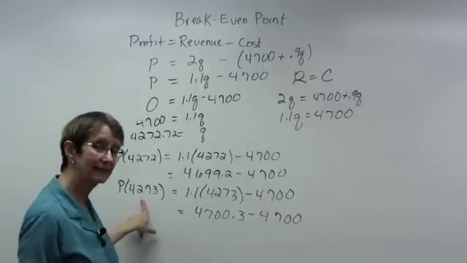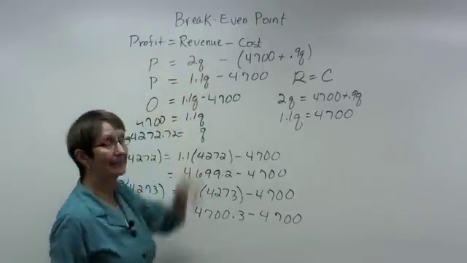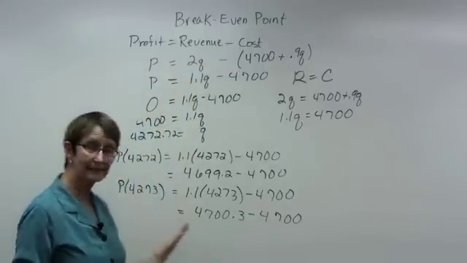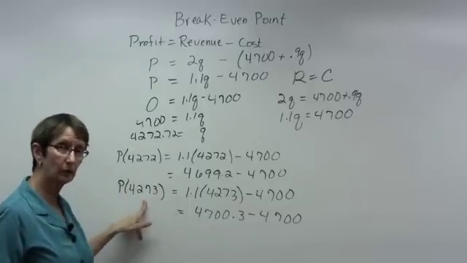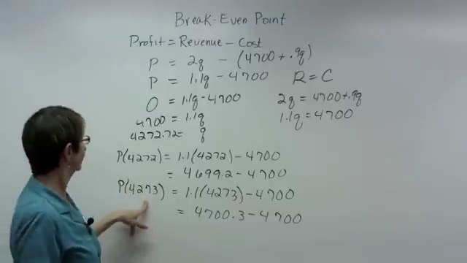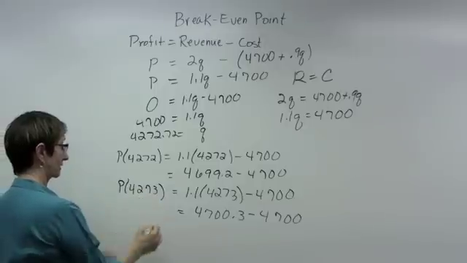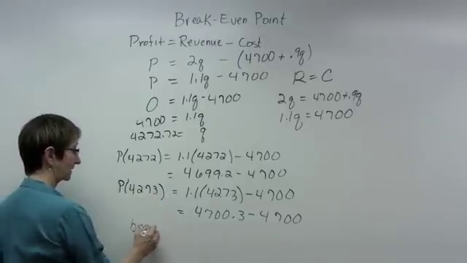Now this is the quantity. The break-even point also has a price to go with it, but usually what we're most interested in is our break-even quantity. And that would be this number right here. It's called the break-even quantity.